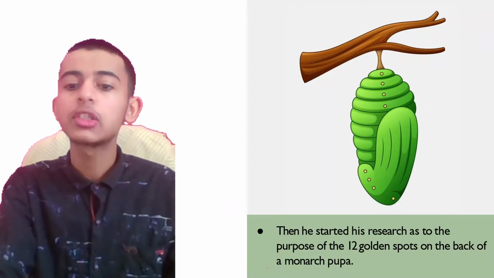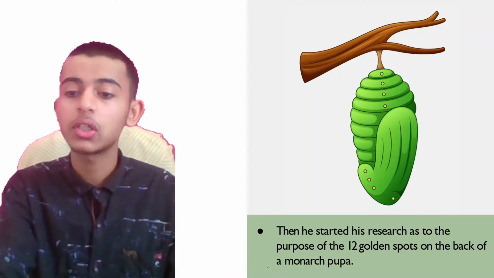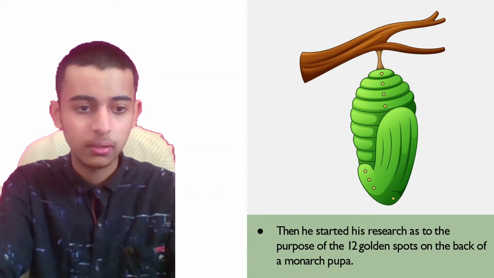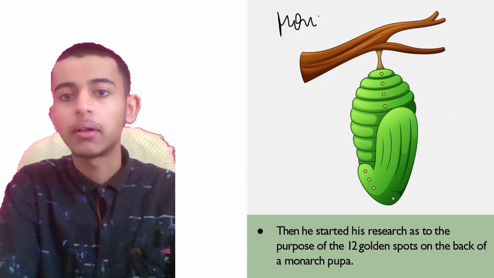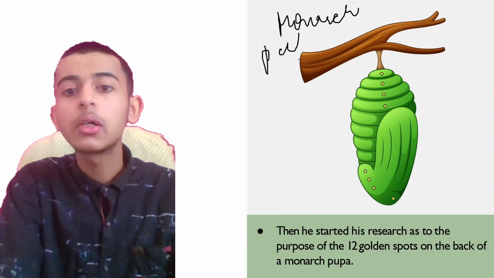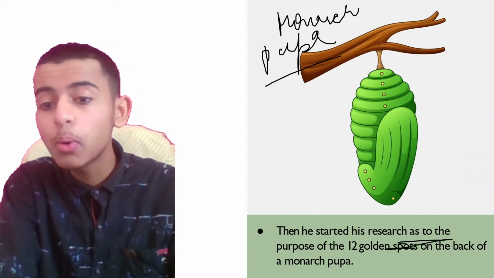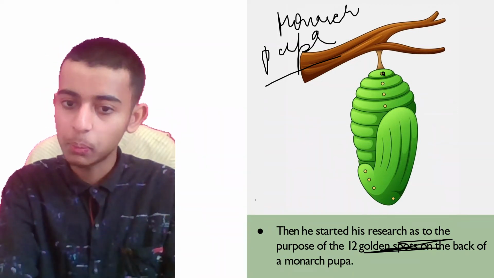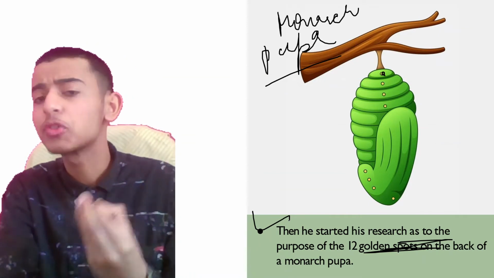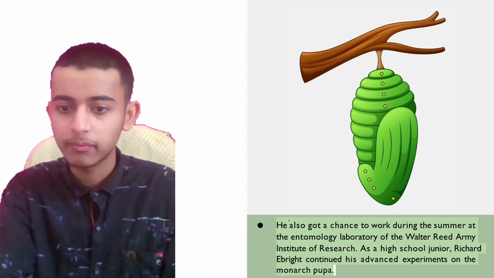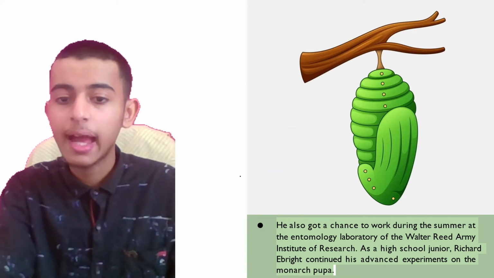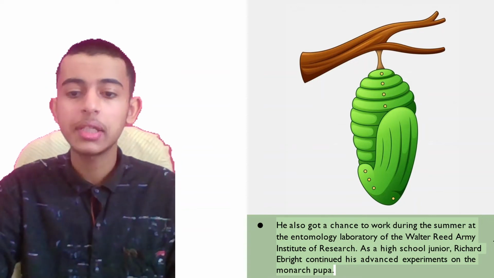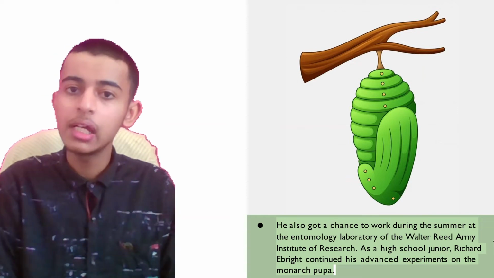Then he started his research on the purpose of the 12 golden spots on the back of a monarch pupa. You can see these 12 golden spots on the back of the monarch pupa. And he thought of drawing a conclusion from this. He also got a chance to work during the summer at the entomology laboratory of the Walter Reed Army Institute of Research. As a high school junior, Richard Ebright continued his experiments on the monarch pupa.